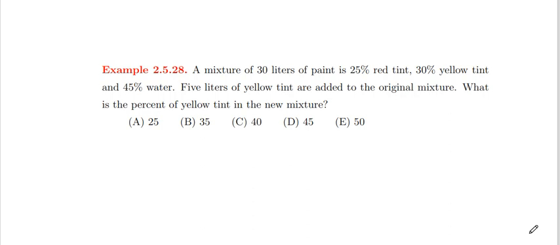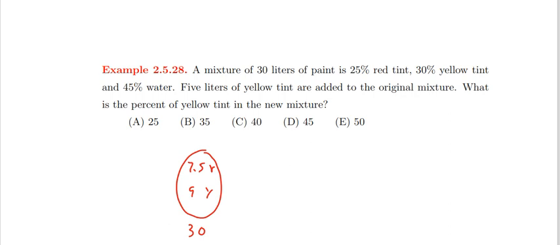Okay, so here a mixture of 30 liters of paint. We are 25% lead, so among the 30, 25% lead, we find it here 7.5 lead, and 30% of 30 it is yellow.